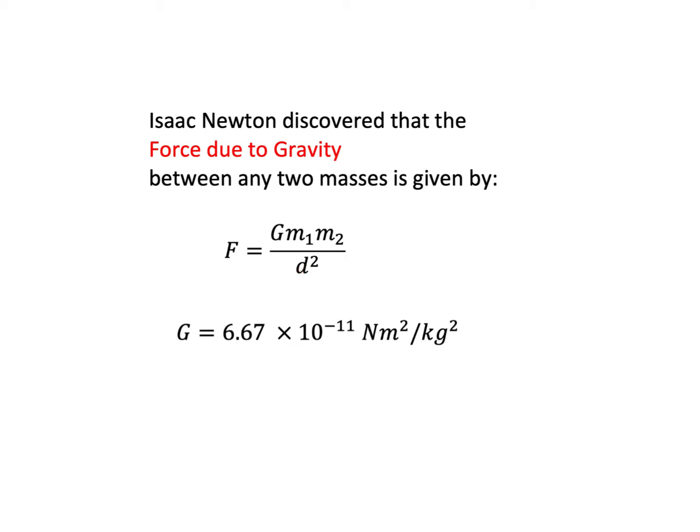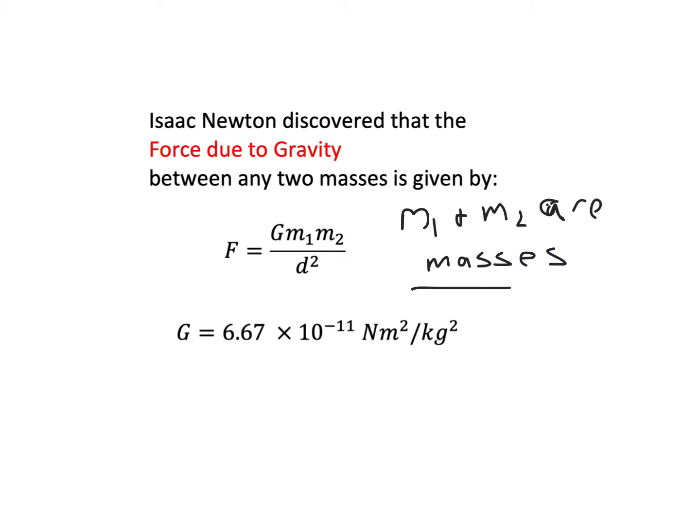And the thing when people use this formula that they tend to forget is to square it. Remember, when you square something, that just means you multiply it by itself. And so d squared means you take the distance between the two masses, multiply it by itself, and that's what you divide by in the fraction.